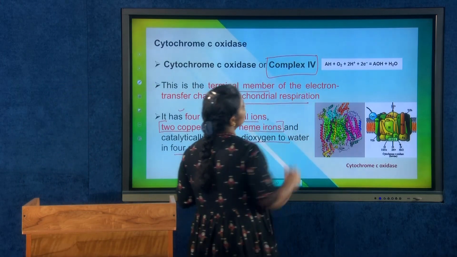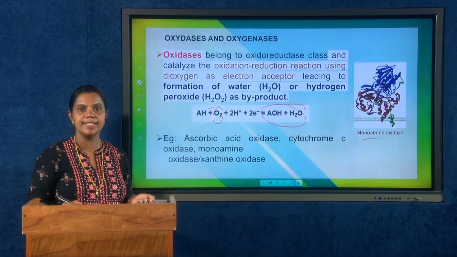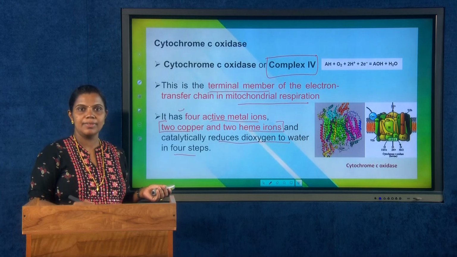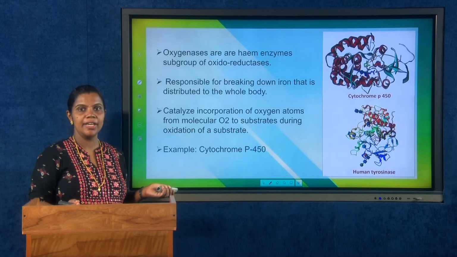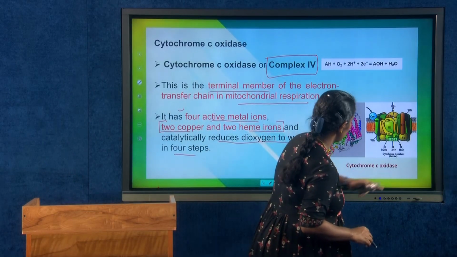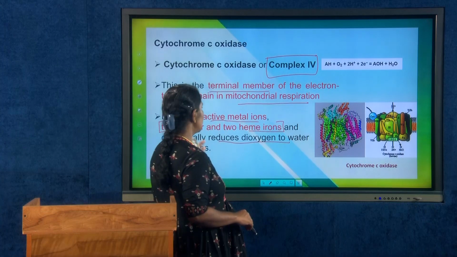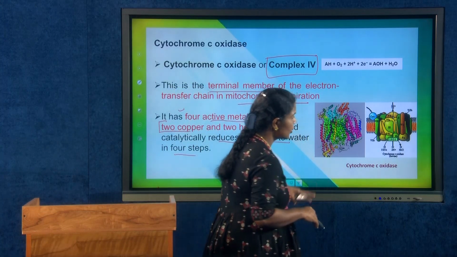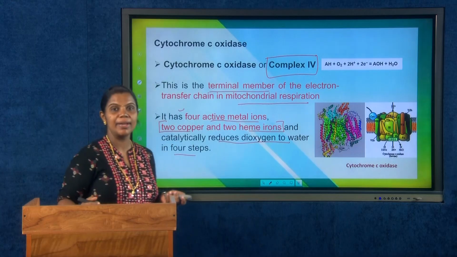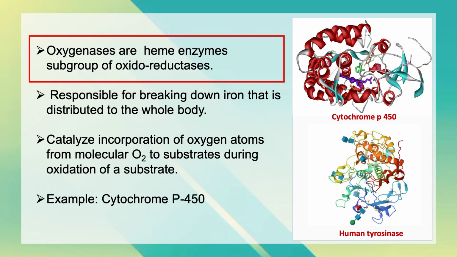It is a type of oxidoreductase enzyme in the class of oxidases. Here you can see the structure of cytochrome C oxidase, it contains 2 heme and 2 copper atoms. The detailed structure will be learnt in the coming lectures. Oxygenases are mainly heme enzymes, which is a subclass of oxidoreductases.